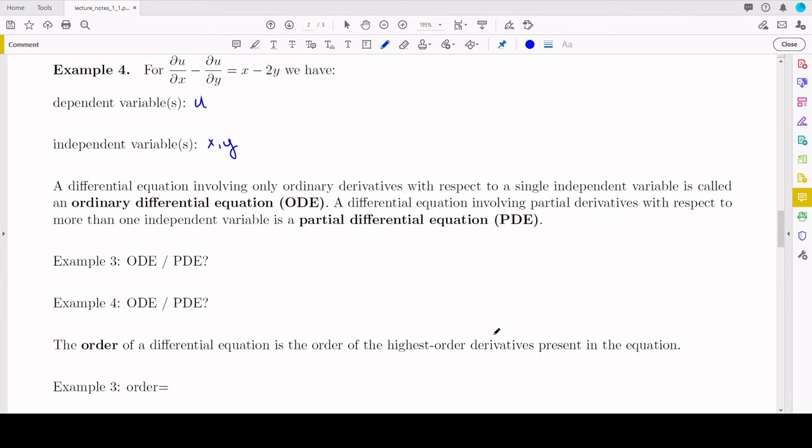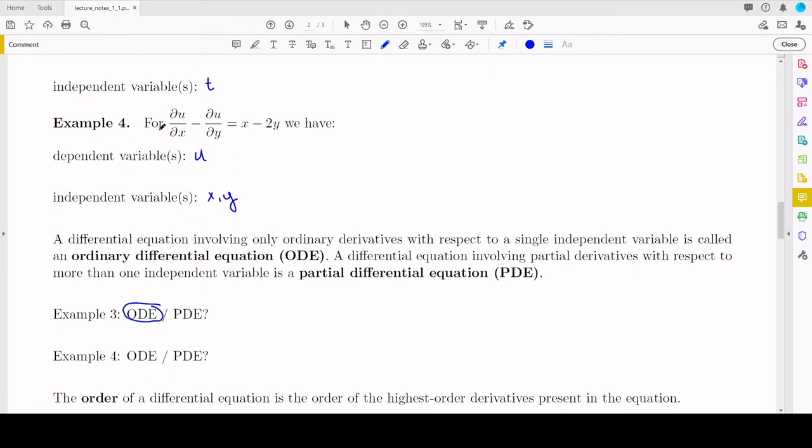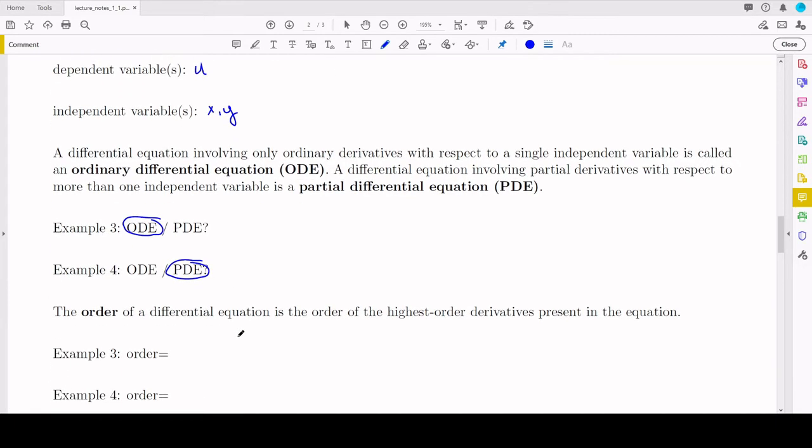Now in the previous examples, in example 3, we don't see any partial derivatives. So example 3 is an example of an ODE. In example 4, we have some partial derivatives. So that's an example of a PDE. Now in this class, we'll only deal with ordinary differential equations. Partial differential equations, that's a whole class on its own.